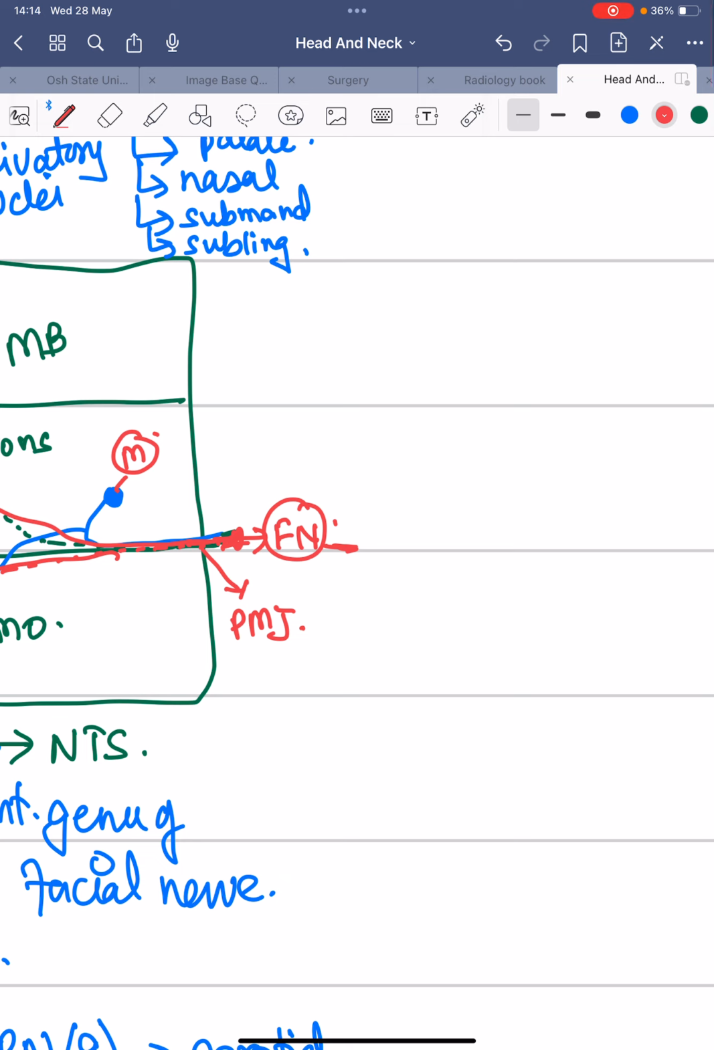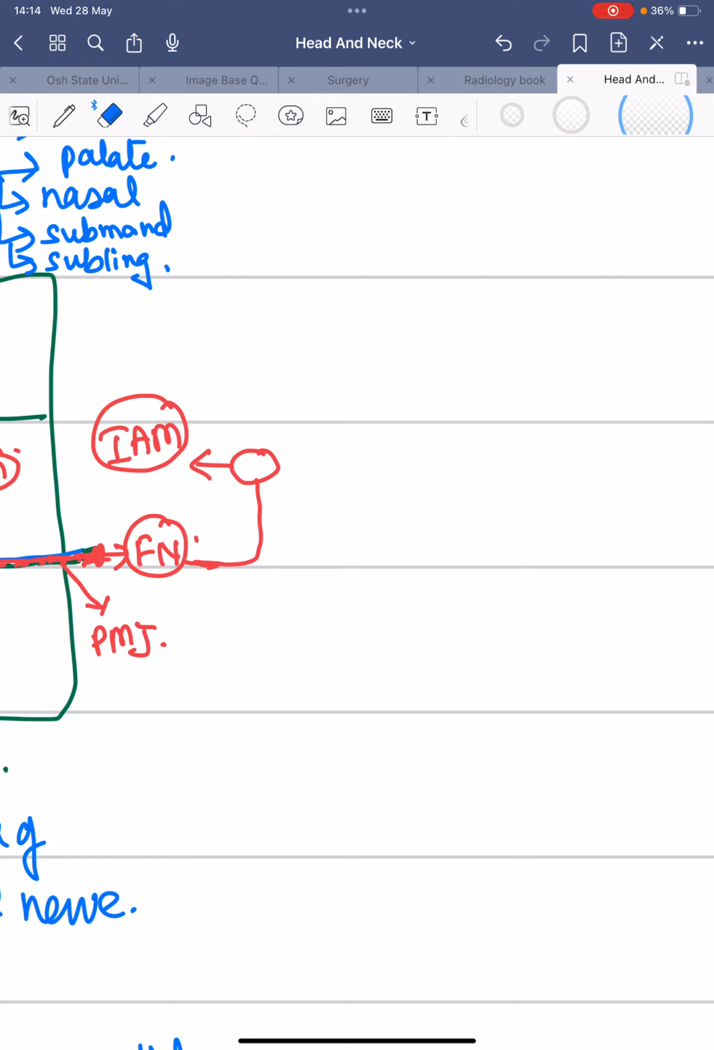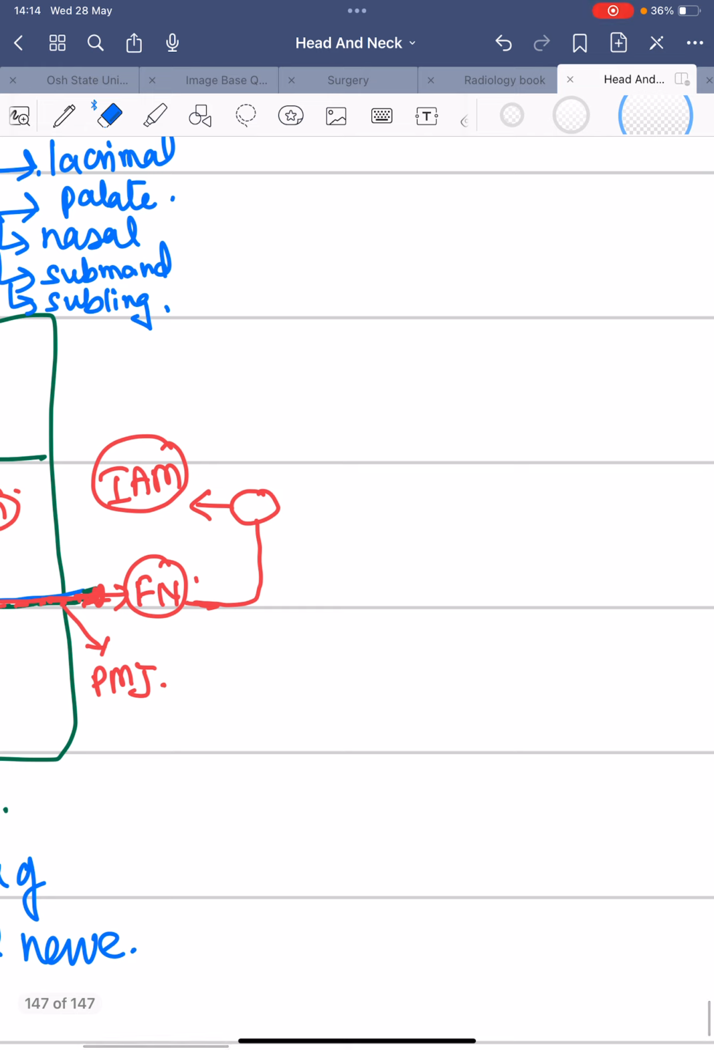Now see here all students. Now it is going to enter into the internal acoustic meatus. It is entering where? Into the internal acoustic meatus. So as it enters into the internal acoustic meatus, what is going to happen now? Okay. In the internal acoustic meatus, please remember, along with the seventh cranial nerve, which nerve is present? Eighth cranial nerve is also present there.